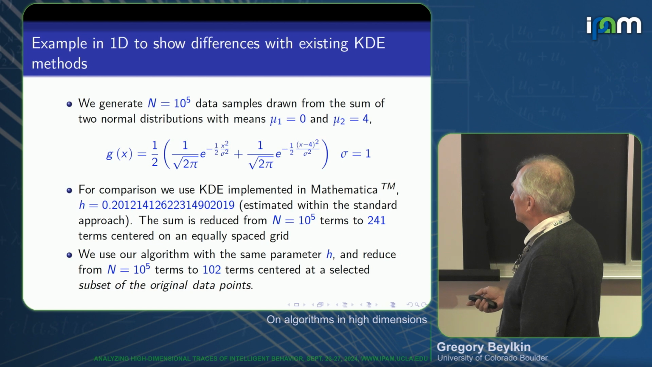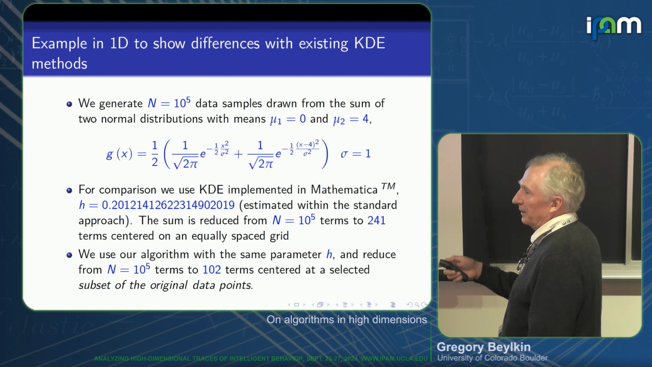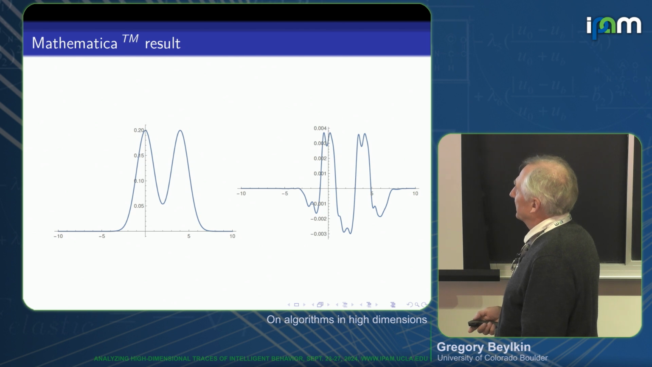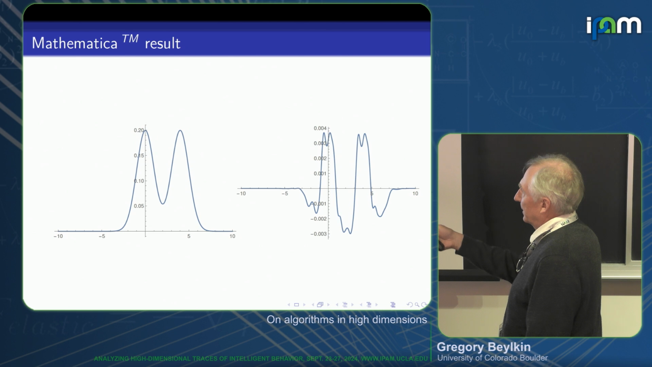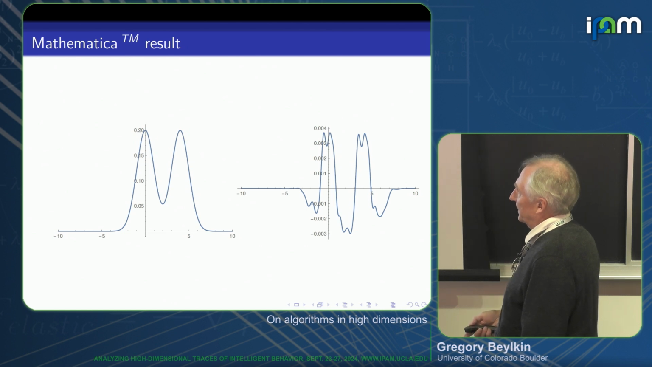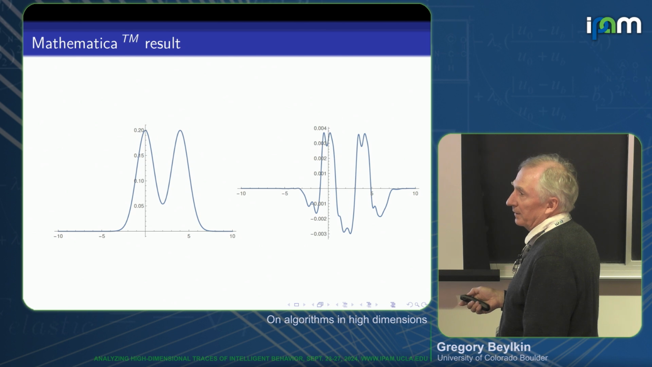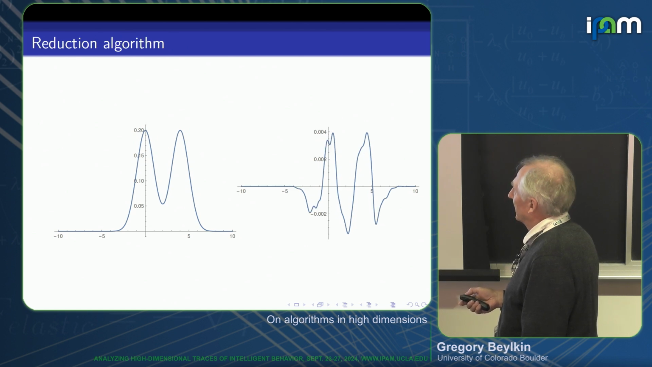So Mathematica reduced it to 241 points centered at the equally spaced grid. Our reduction gave us 102 terms. And this is a result of Mathematica. You cannot tell apart the left side from our result. There is a slight difference in the error. This is our error, this is Mathematica's error. Size is the same. Okay.